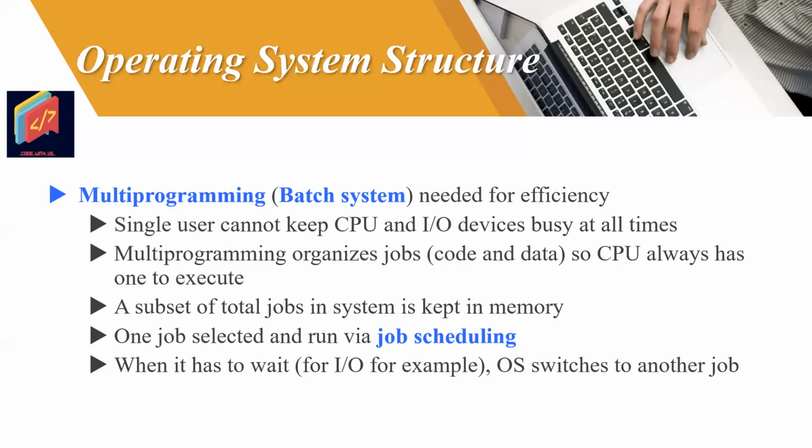Multi-programming organizes jobs, like code and data, so the CPU always has one to execute. If multi-programming is there, code and data can always be executed, as there is always one to execute. A subset of the total jobs in the system is kept in memory. One job is selected and run via job scheduling.